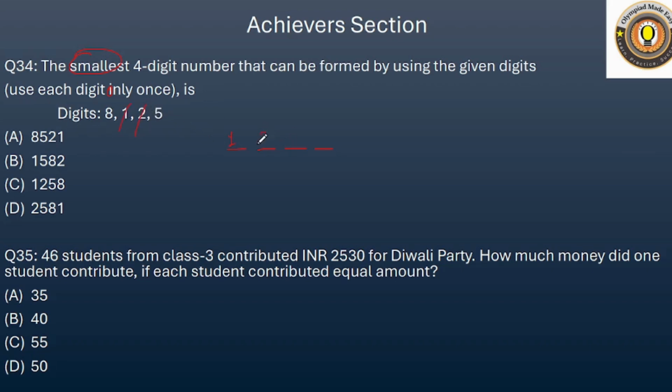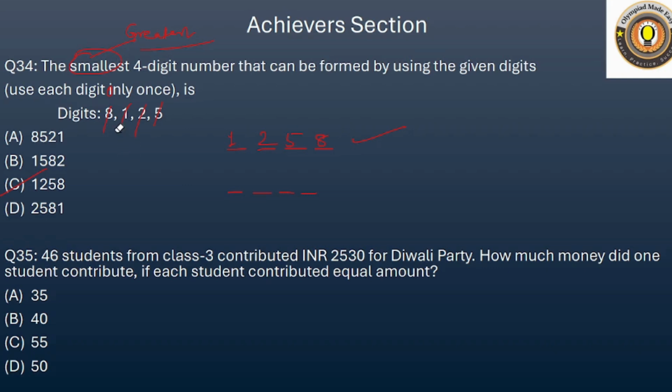Which is the next? 2. Strike it off. Write it here. Which is the next smallest digit? 5. Then left is 8. Strike it off. 1, 2, 5, 8 is your answer. From the same question, let's say it is asked, instead of smallest, greatest number, four-digit number. Same pattern, four places.